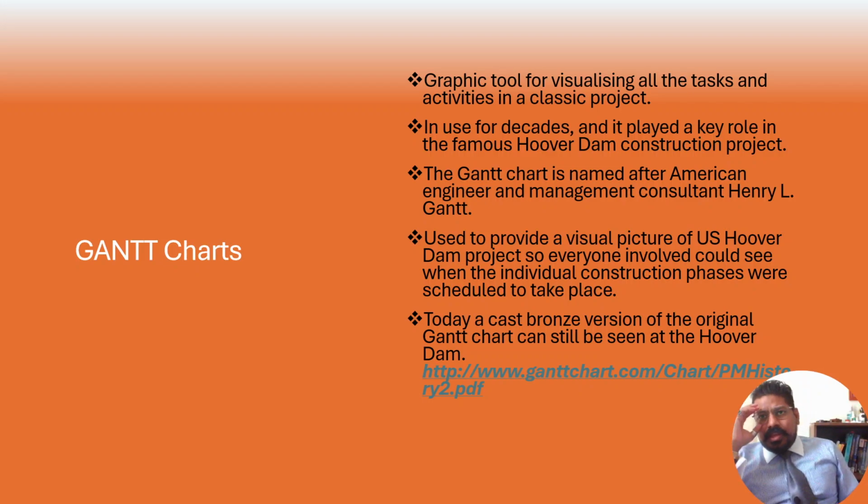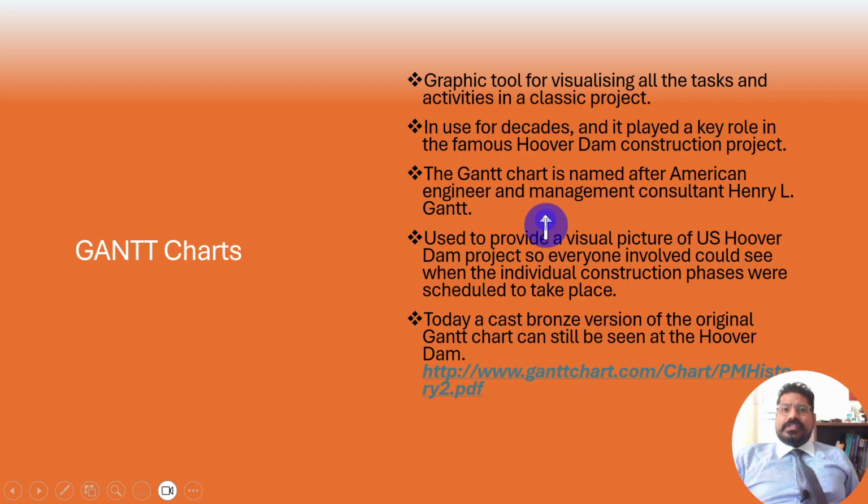Gantt charts. Gantt chart is a tool wherein you develop a schedule for the project based on the scope. It's a graphical tool for visualizing all tasks and activities in a classic project. It has been in use for decades and it played a key role in the famous Hoover Dam construction project. The Gantt chart is named after American engineer and management consultant Henry L. Gantt. It was used to provide a visual picture of the US Hoover Dam project so everyone involved could see when the individual construction phases were scheduled to take place. Today, a cast bronze version of the original Gantt chart can still be seen at the Hoover Dam.